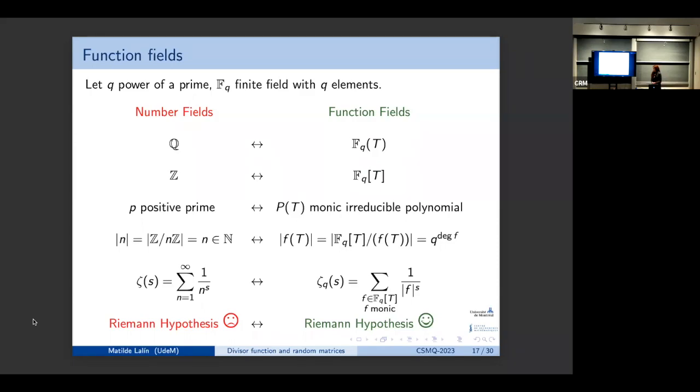In the same way as we have the Riemann zeta function defined as a sum over the integers n, we can construct a zeta function defined as a sum over the monic F. Here we take one over the norm of F to the s, so that we have a number there. One thing that happens is that over the number field, the Riemann hypothesis is a conjecture, and over the function field, the Riemann hypothesis is true. In fact, for this function, I leave it as homework. It's really easy to prove. You just need to write this sum in terms of the degree of the polynomials.